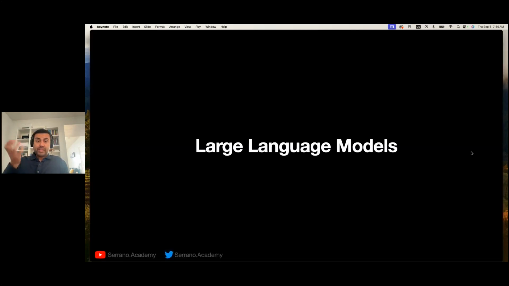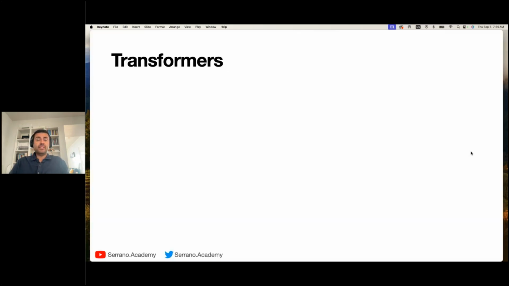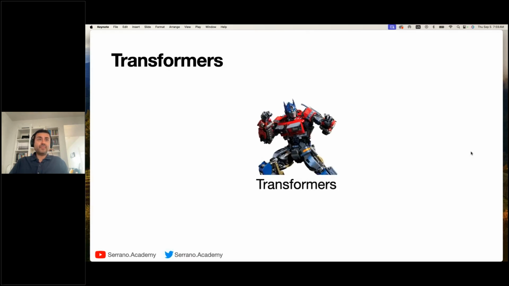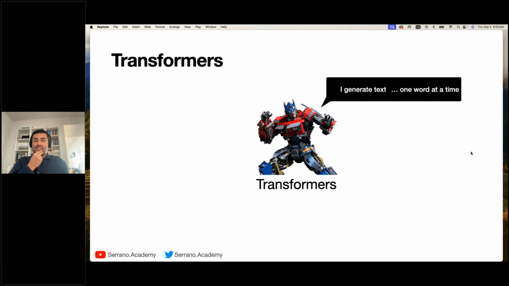So let me start with just a very brief intro and reminder of how a large language model works. When I think of a large language model transformer, I think of a transformer like Optimus Prime here. The idea is that it generates text, as we know. Something that blew my mind is that it generates text one word at a time. So it doesn't just plan what it's going to say and write an amazing essay. No, it just generates the next word.